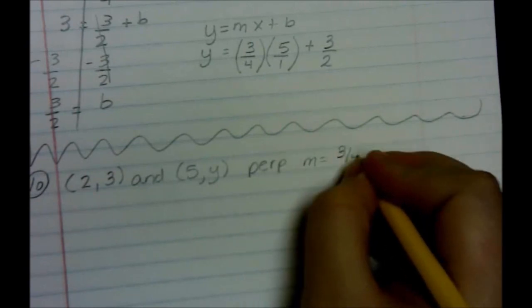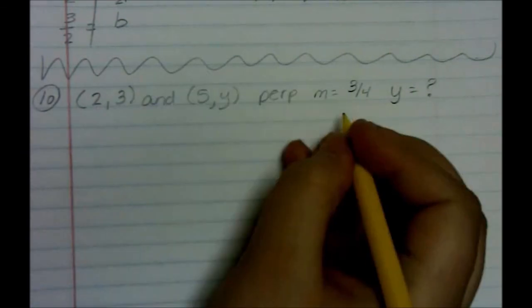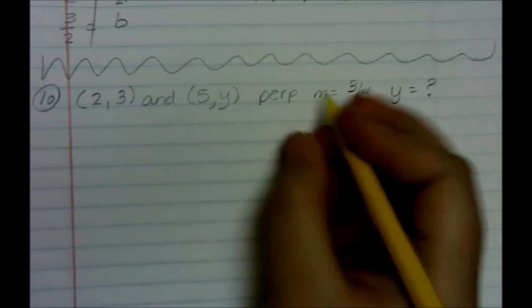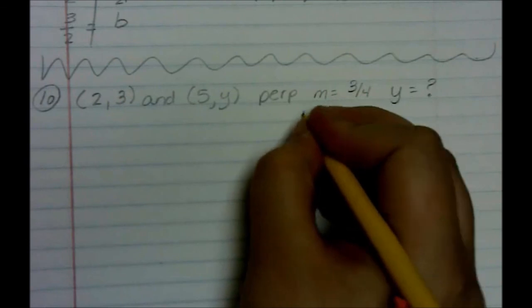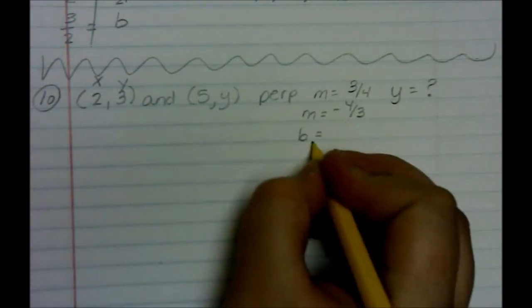Okay, so we're trying to find out what y equals. So I need to find out my slope. If my slope is going to be perpendicular to this, then that means that it's actually going to be negative 4/3. And then I need to find out what b is, as we spoke about earlier. So I have an x, a y, and an m, so I need to find my b. So I'm going to plug that in to y equals mx plus b.